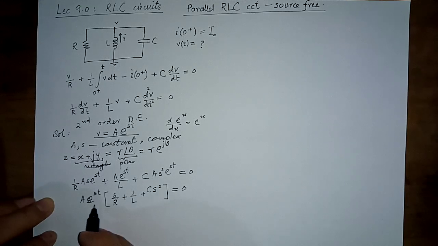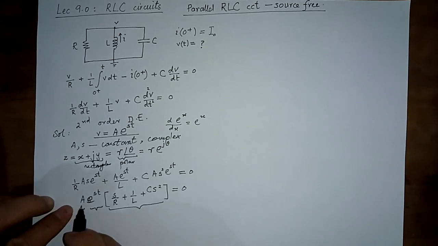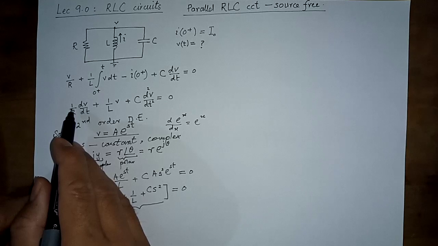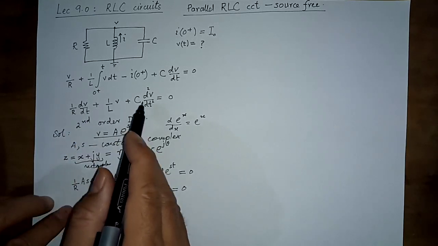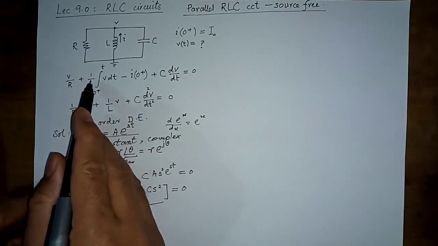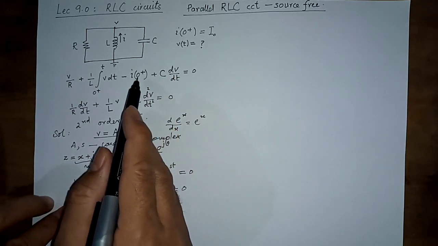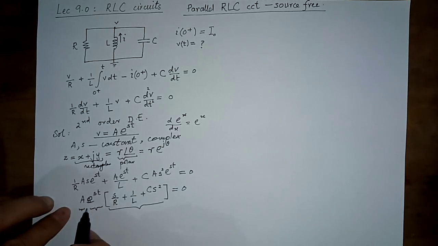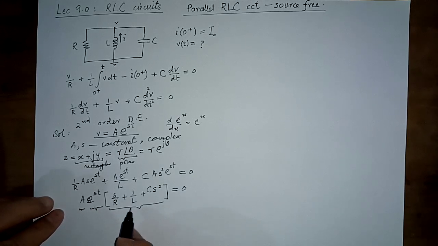So for this whole thing to be 0, either A is 0, e raised to the power st is 0, or this whole thing is 0. Now these two cannot be 0, because then we are assuming v is 0. Although v equal to 0 satisfies this, everything becomes 0 and the initial conditions are not justified. If v is 0 here, this term is 0, this is 0, this is 0. So how can a non-zero thing be equal to 0? So these cannot be 0, because this is a trivial solution and we are not considering that. What we are left with is this, the auxiliary equation, or commonly known as the characteristic equation.